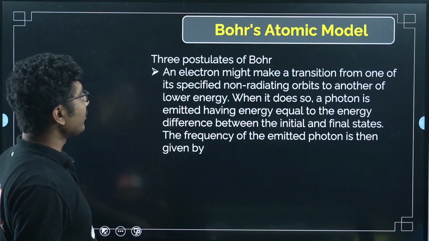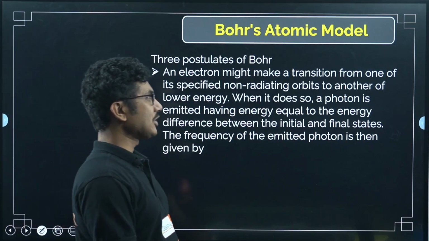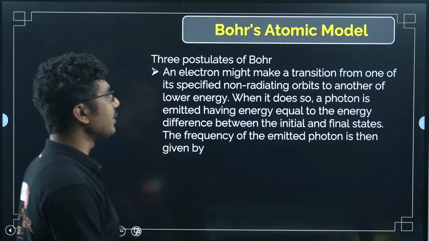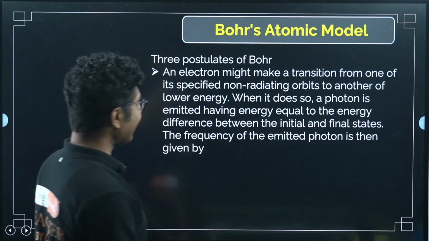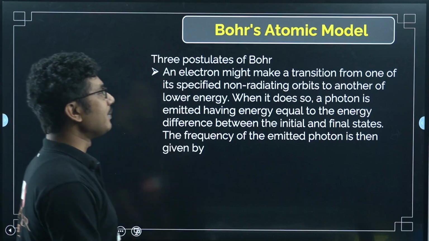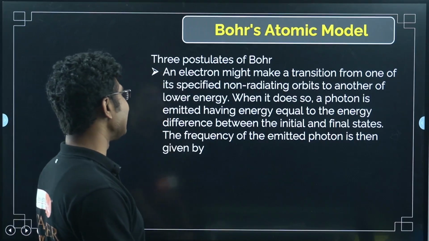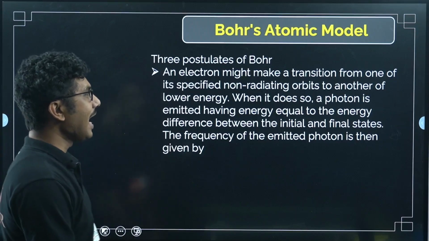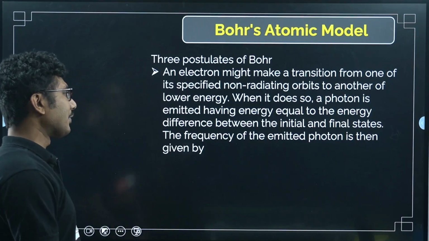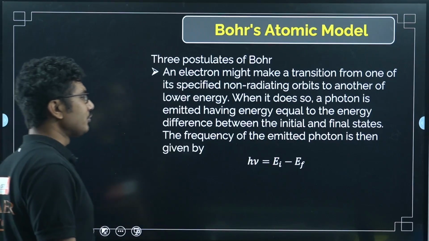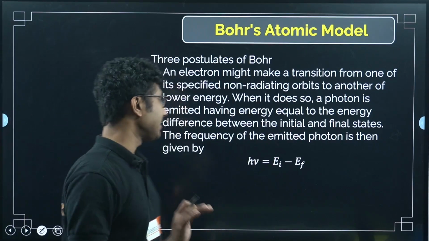Now, an electron might make a transition from one of its specified non-radiating orbits to another of lower energy. When it does so, a photon is emitted having energy equal to the energy difference between the initial and final states. The frequency of the emitted photon is then given by h nu equals Ei minus Ef. So what is the meaning of that?